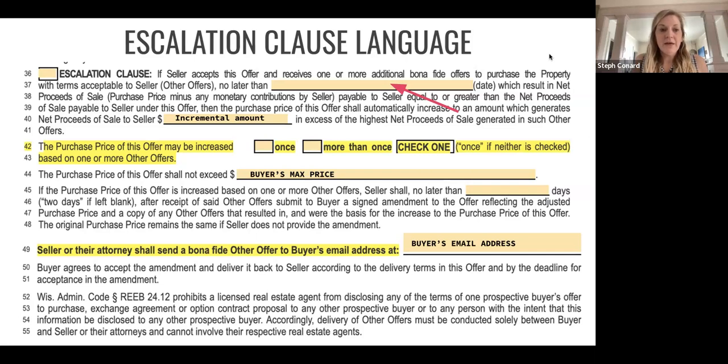Moving on, line 44 is where you're going to put the buyer's maximum price. So line 44, the purchase price of this offer shall not exceed, and then you're going to put that buyer's max offer price there.